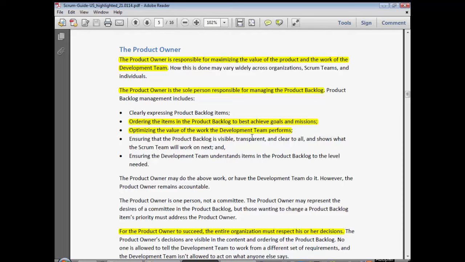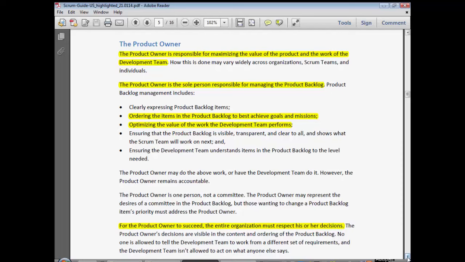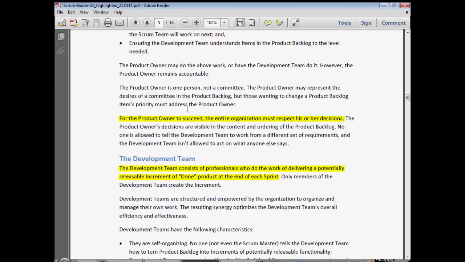For the product owner to succeed, the entire organization must respect his or her decisions. I've highlighted that because a lot of times one of the key challenges, and if you're a Scrum Master, I'd ask you to pay really close attention to this one, is in the real world. If I'm really honest, a lot of the time the product owner's line manager or the product owner's seniors often do not respect the product owner's decisions, or they do respect the product owner's decisions, but because of their status, they actually have a right to overrule the product owner.